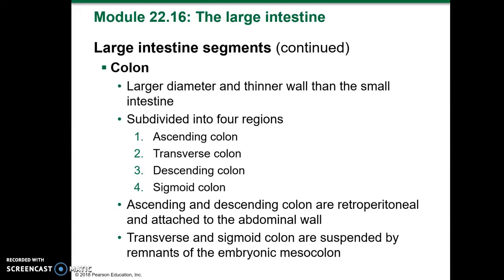The colon is the large diameter and thinner walled area. It's subdivided into 4 regions: the ascending colon, transverse colon, descending colon, and sigmoid colon. The ascending and descending colon are retroperitoneal and attached to the abdominal wall. And when we say retroperitoneal, we mean behind the peritoneal cavity. Transverse and sigmoid colon are suspended by the remnants of the embryonic mesocolon.